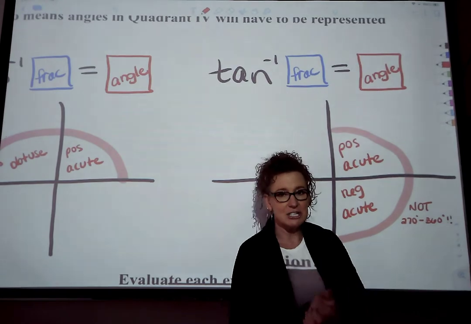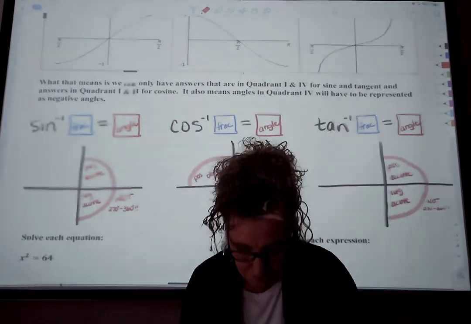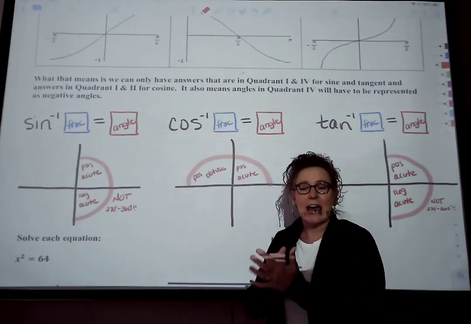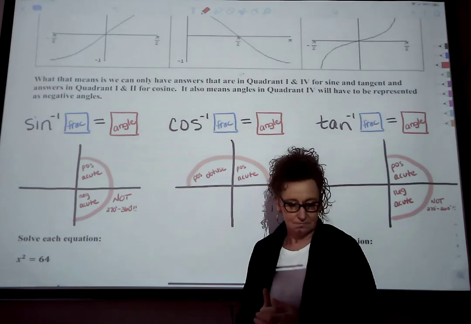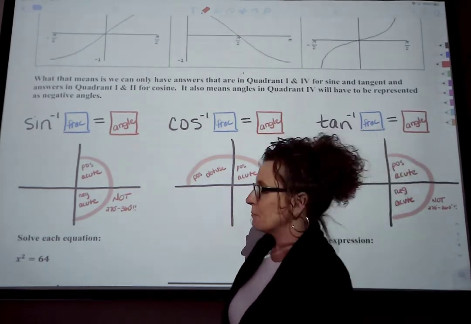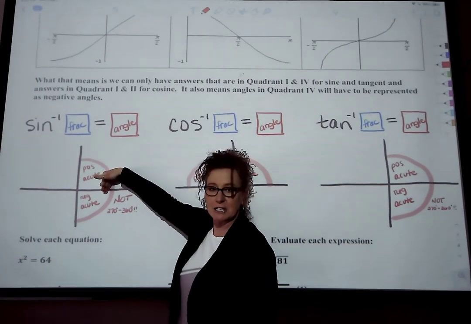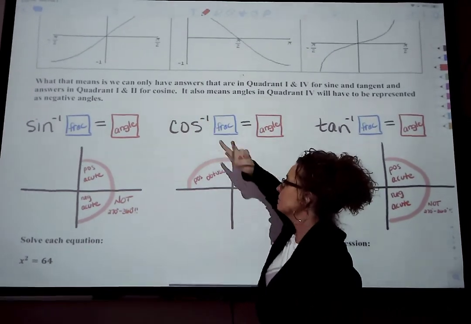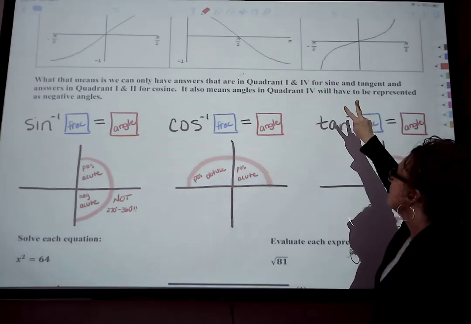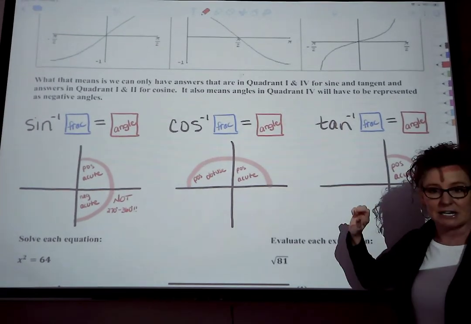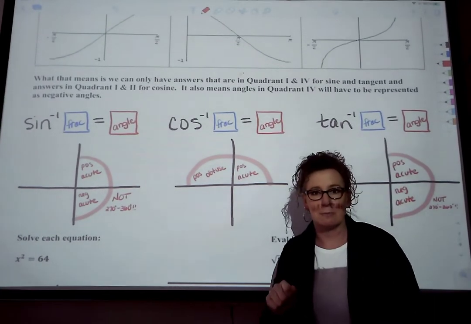Okay, you got your limitations down? These little semicircles are going to have to be memorized. You are going to have to remember, lock them in your head. This type of problem, these are your limitations. Lock them in. Write them on a piece of paper 20 times.